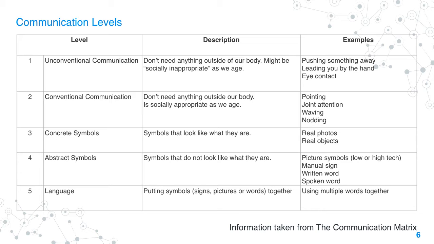And then level 5 is language, and that's when we start putting everything together. So whether your child's putting together signs, spoken words, words on their talker, or putting pictures together, that's really when we're starting to see language.